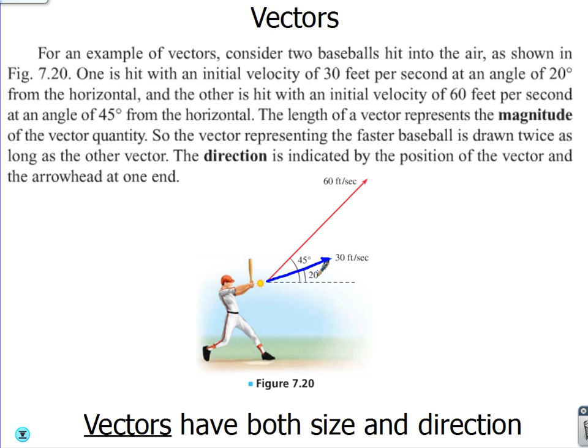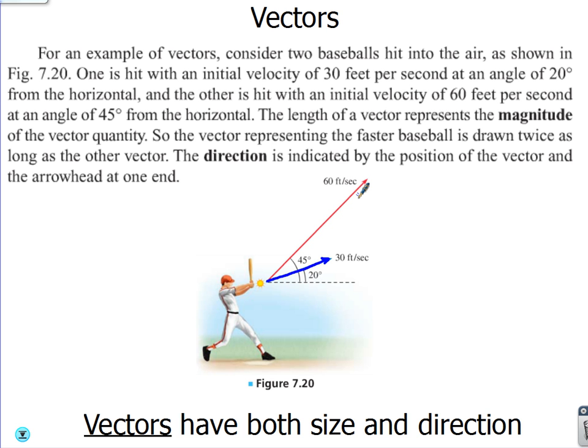And the other is hit with an initial velocity of 60 feet per second at an angle of 45 degrees. And you see it in red from the horizontal. The length of a vector represents the magnitude. Notice that you had this first ball that was hit at 30 feet per second, and the second ball hit at 60 feet per second. Notice anything about those vectors? The red one is twice as long as the blue one.